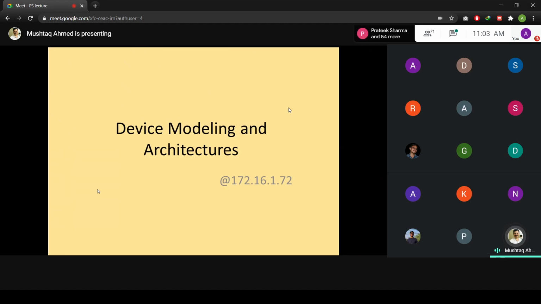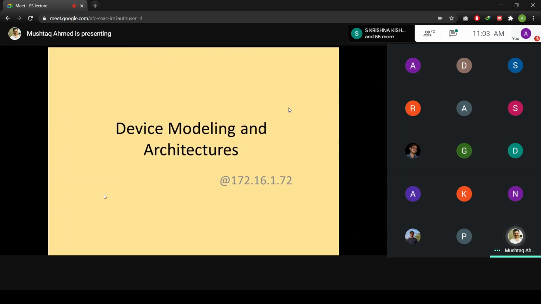There are various ways to do this. There are 10 different types of modeling techniques that we shall try to cover in this class, and we will see how these different types of constraints can be considered.